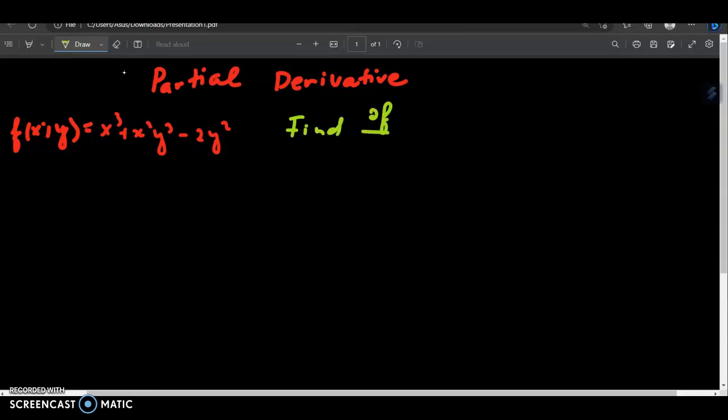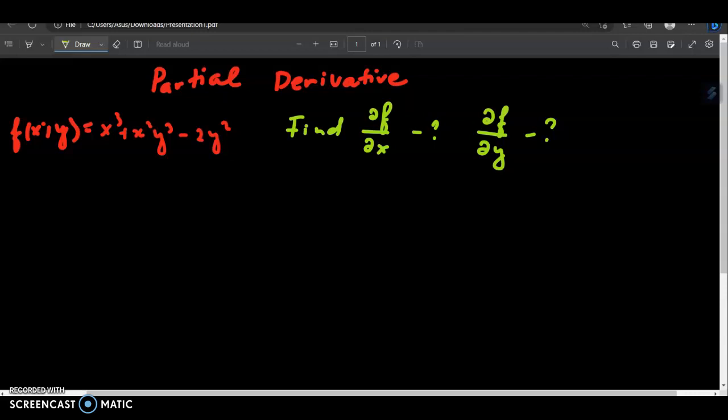∂f/∂x. It means we should take the derivative with respect to x. So it is our task. And the next one, we should find ∂f/∂y. It means we should take the derivative with respect to y. So how are we going to find this kind of relationship from the function?